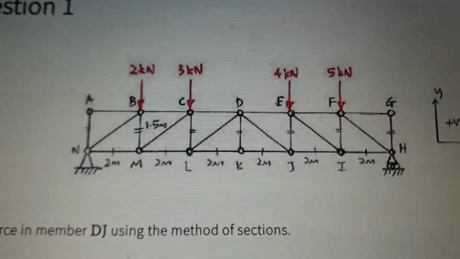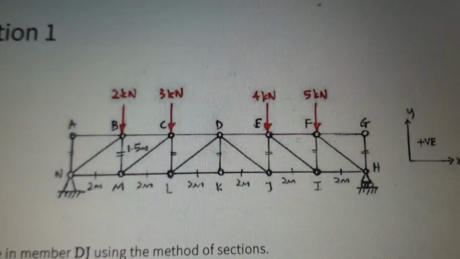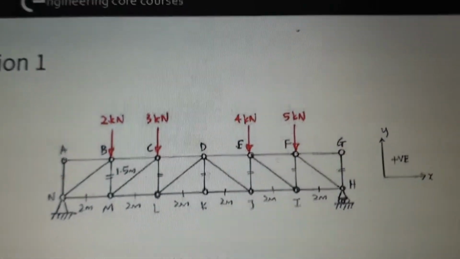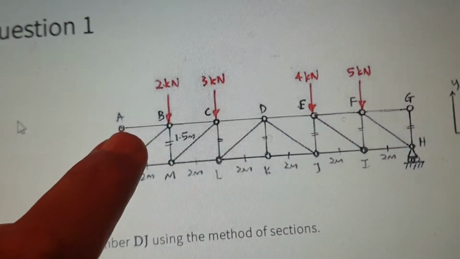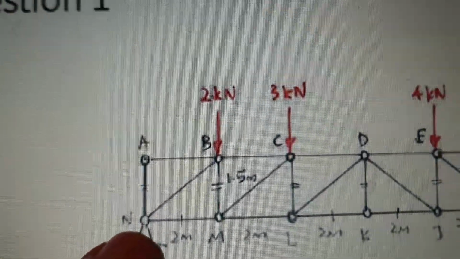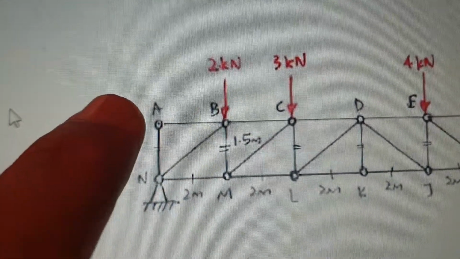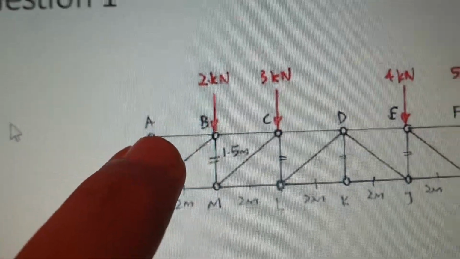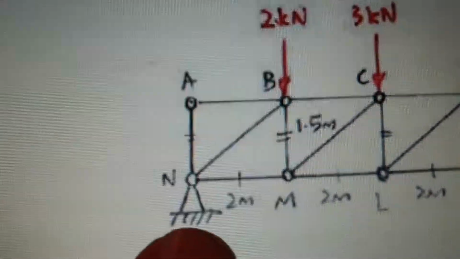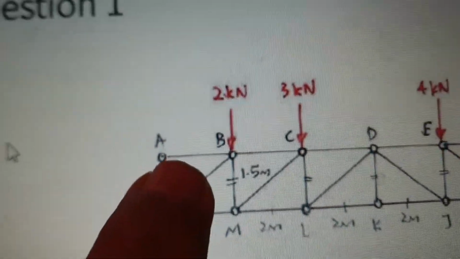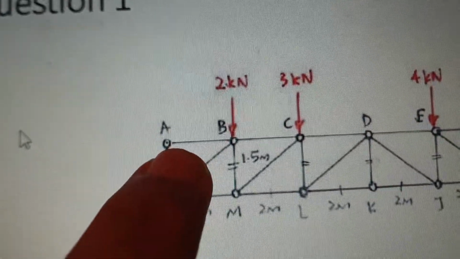Let's look at this question. This is bisection methods. You can see this weird joint, point A. If you take point A by itself, you can see that there is a force FAB and a force FAN. Let's take just point A by itself.